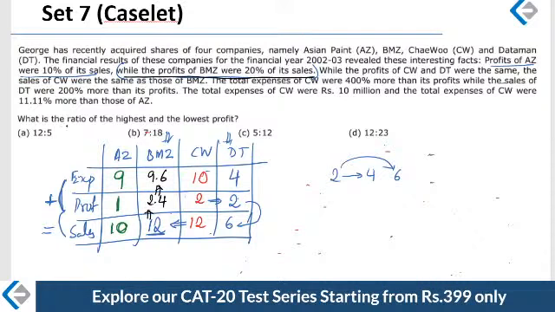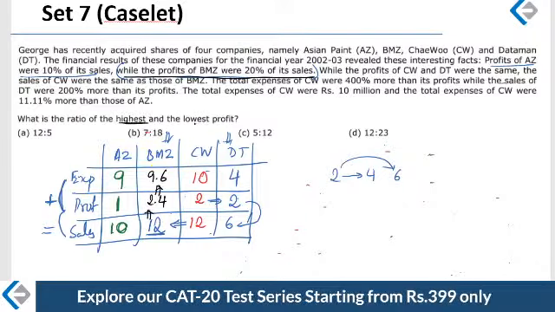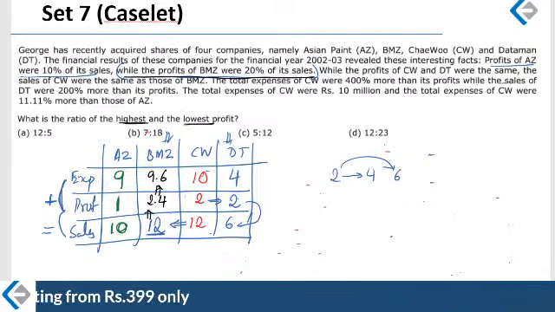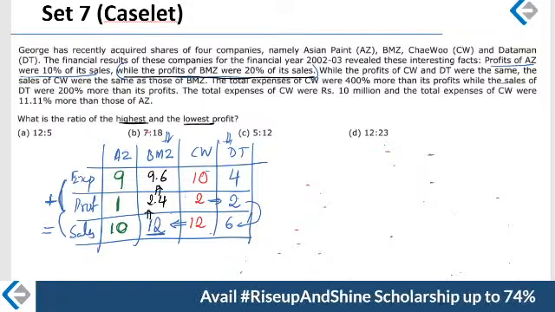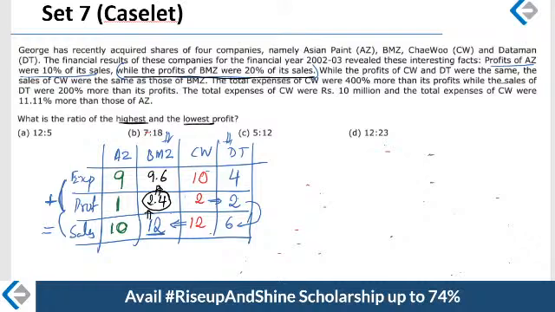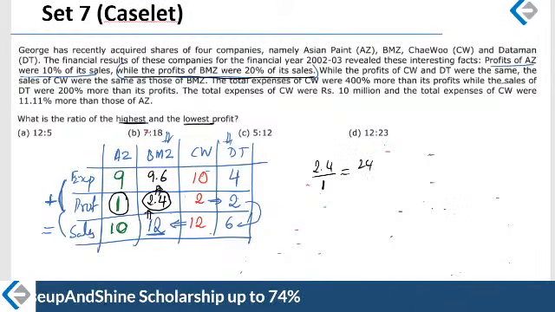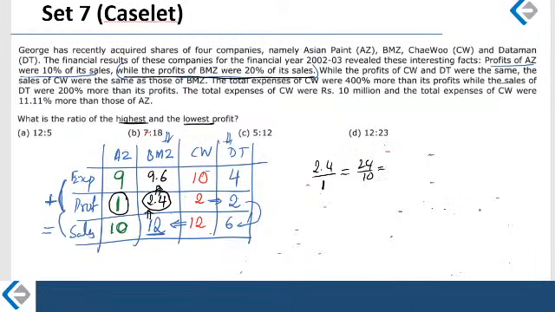Answer the question. What is the ratio of the highest profit to the lowest profit? What is the highest profit figure that you see? It is 2.4. What is the lowest profit figure that you see? It is 1. Therefore, 2.4 divided by 1 is the required answer. 24 divided by 10 is nothing but 2 1/2 times, so the answer is going to be A.